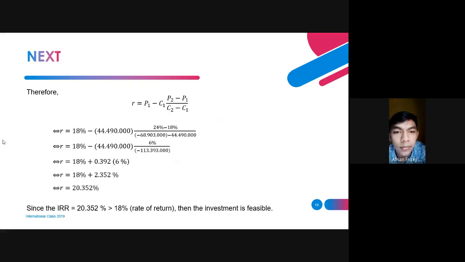Then we get the IRR of 20.352%. Since the IRR is 20.352%, which is greater than the rate of return of 18%, the investment is feasible. So we can conclude that using the IRR method, the investment is feasible.